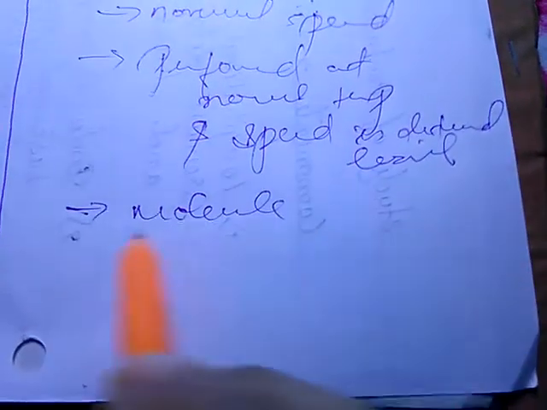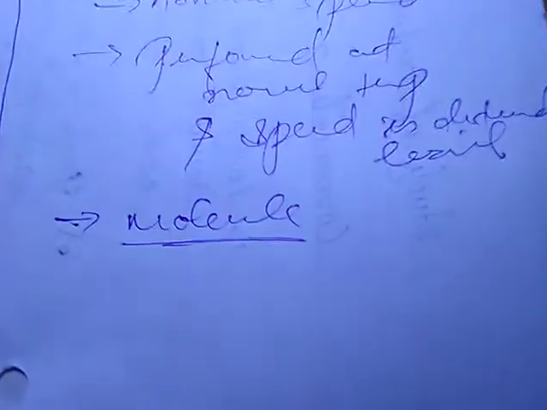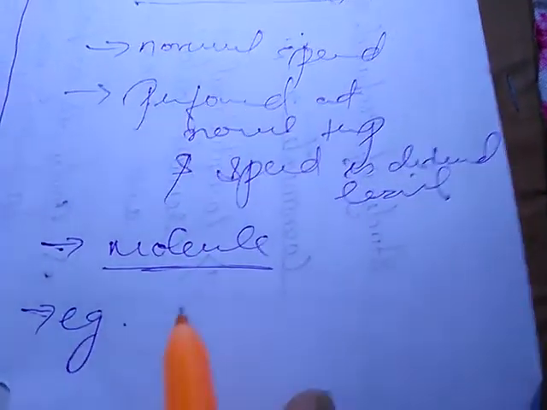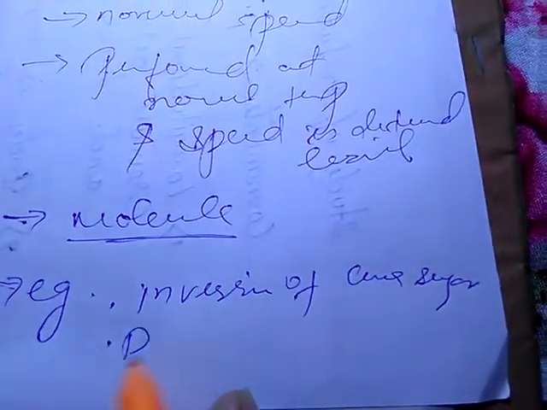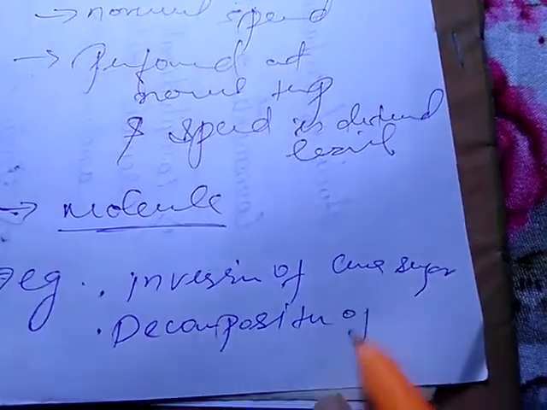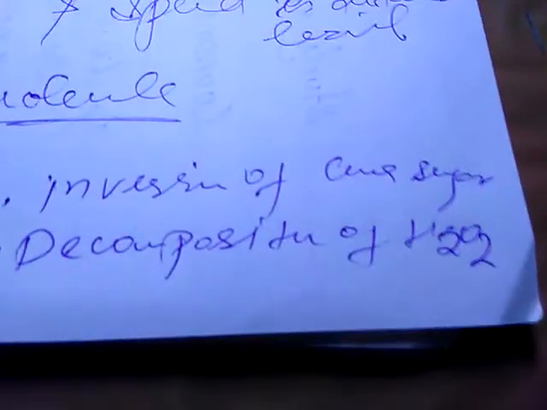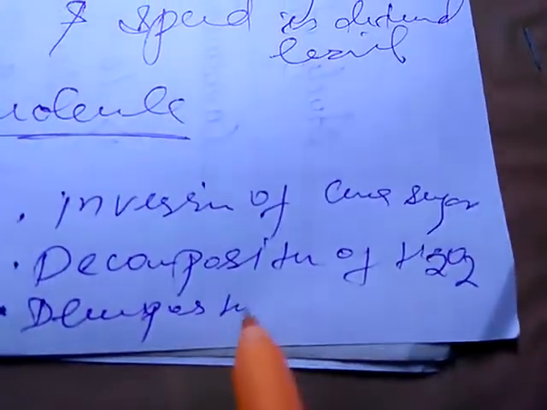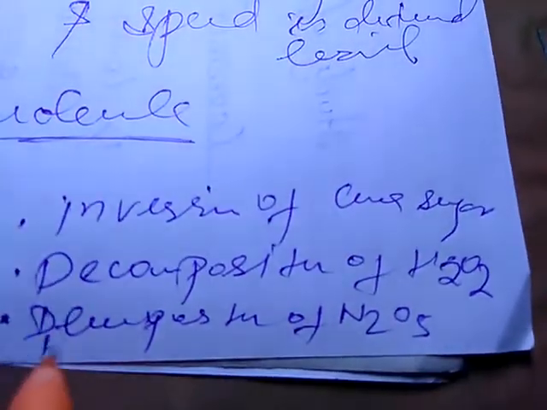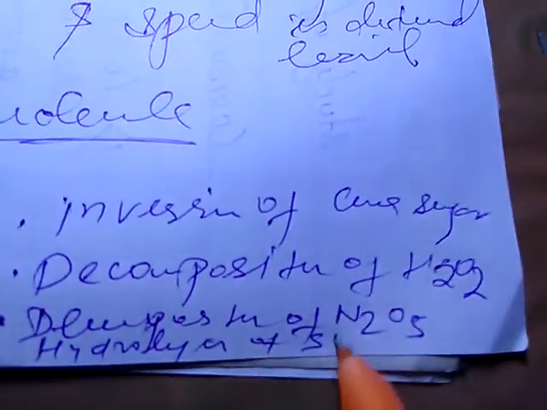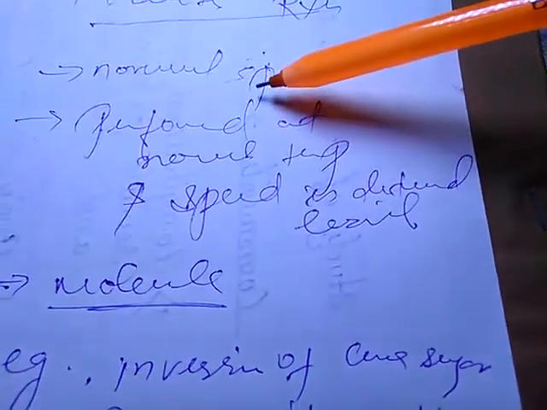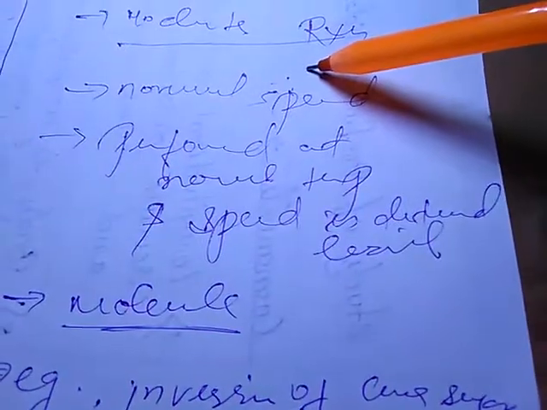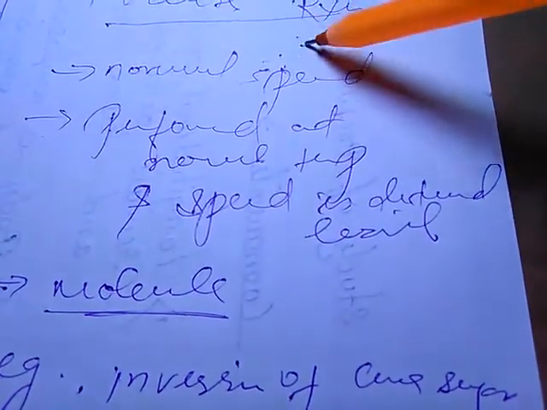Basically, these reactions involve molecular species, which means this reaction takes place between molecules. Some examples of this reaction are inversion of cane sugar, decomposition of H2O2, decomposition of N2O5, and hydrolysis of starch. These are some of the reactions which come under the moderate reaction, and this moderate reaction is the only reaction whose rate can be determined very easily. So basically we will deal in this chapter with moderate reactions only, because it is possible to determine the rate of this type of reaction.